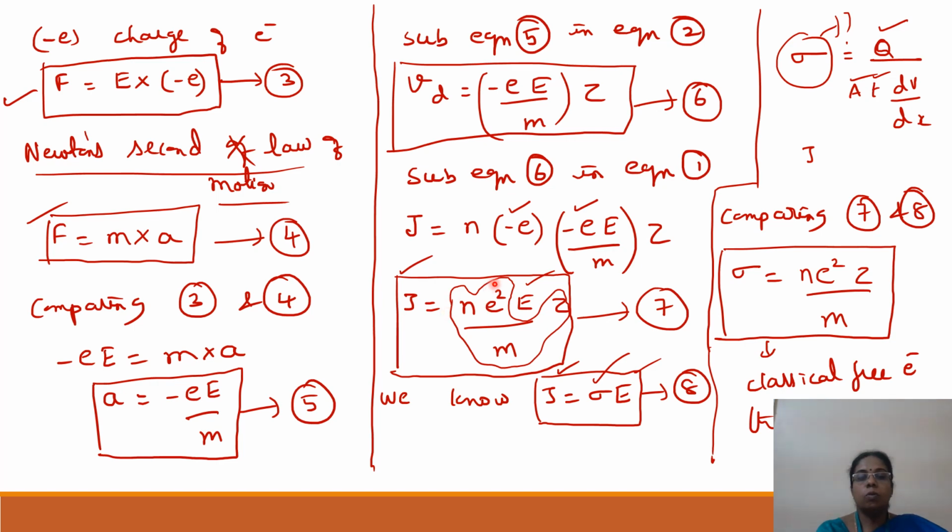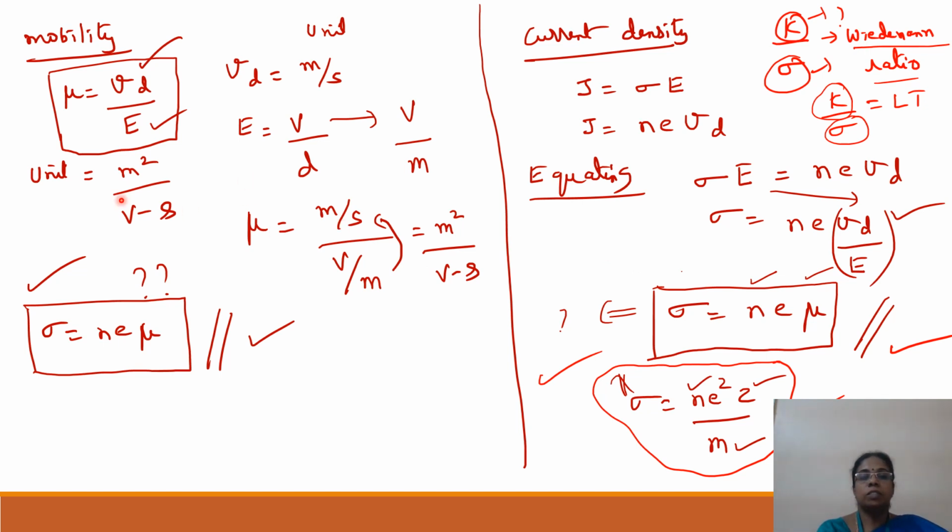But what is Ne²Eτ/m? I am going to equate it with Ohm's law. The microscopic Ohm's law is J is equal to σE. Equating 7 and 8, we get σ is equal to Ne²τ/m. So this is the electrical conductivity of the metal according to the classical free electron theory. Comparing 7 and 8, we get this expression.